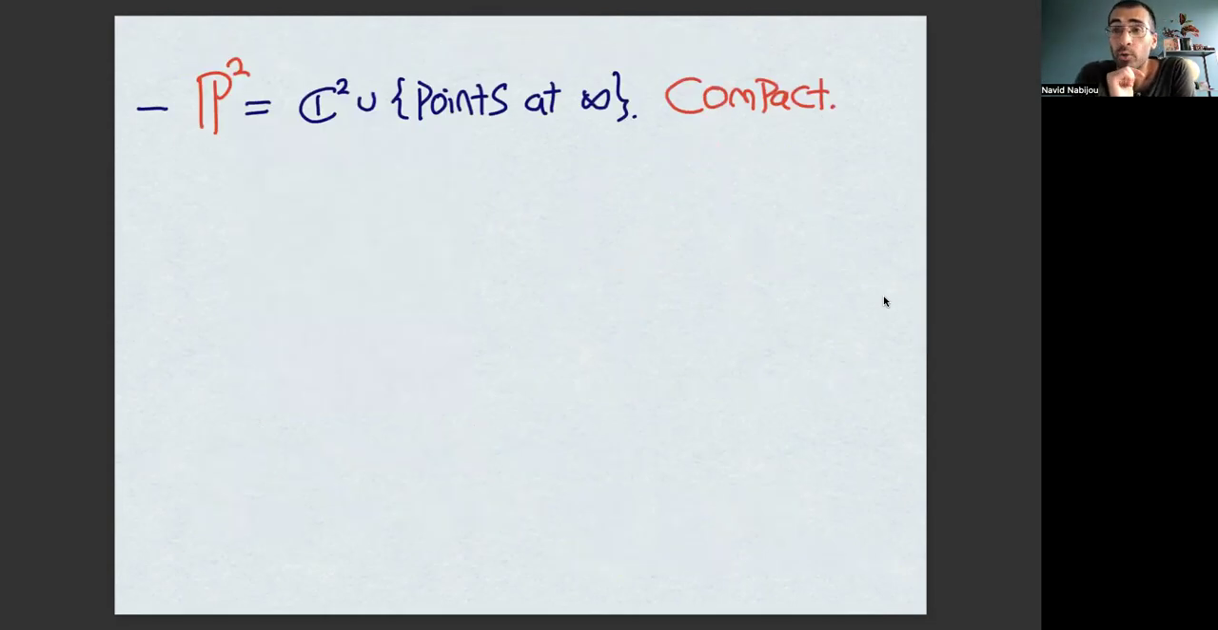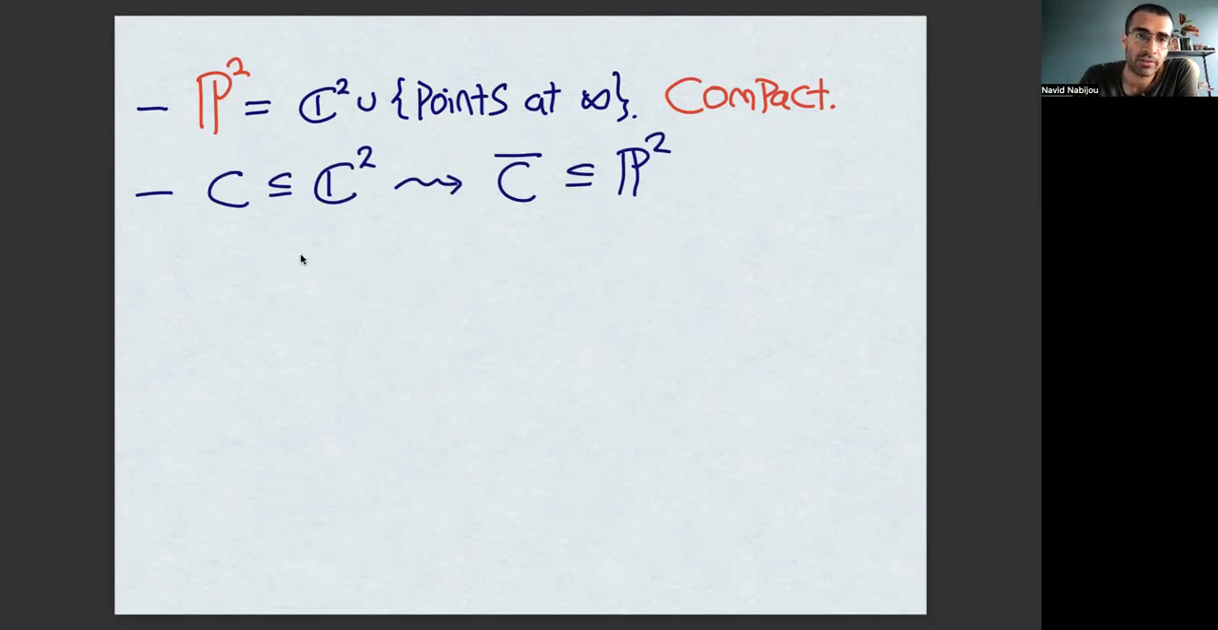So we call this the projective plane, and we write it P2, so P for projective. So it's C2, the normal thing, plus these points at infinity. And for those of you who have done some topology, the thing that's interesting about P2, which distinguishes it from C2, is that it's compact. Okay, so don't worry if you don't know what that means.